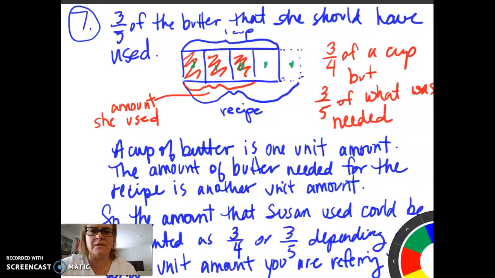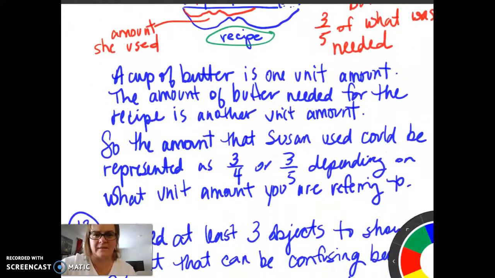Since Susan used 3/4 of a cup of butter, that's what I have colored in red, she actually ended up using 3/5 of what was needed for the recipe. So the 3/4 is if the unit amount is 1 cup, and the 3/5 is the amount we would indicate or refer to if we're looking at the recipe as the unit amount. I think I just kind of said that.